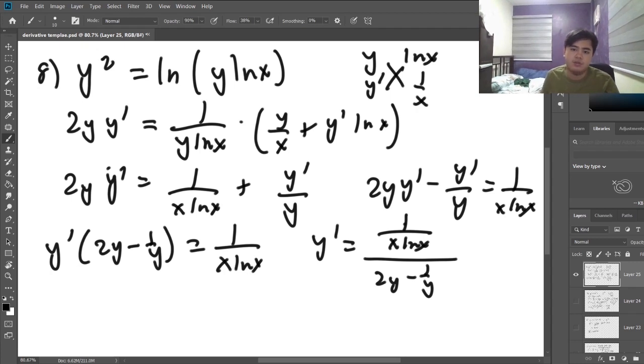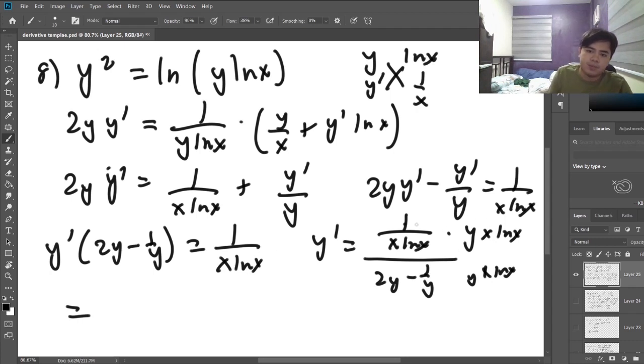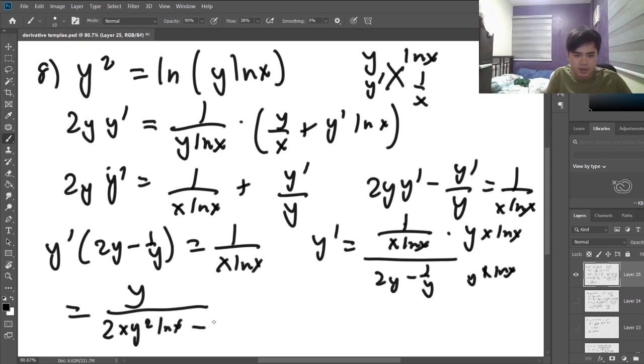To prevent complex fractions such as this, we multiply both numerator and denominator by y x ln x. So we multiply the numerator by that, so the numerator is going to be y over, the bottom is 2y, well, let's start with x. x y squared ln x minus x ln x. And that's the answer.